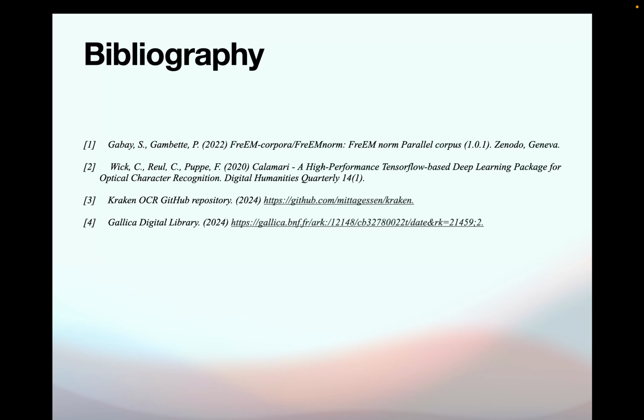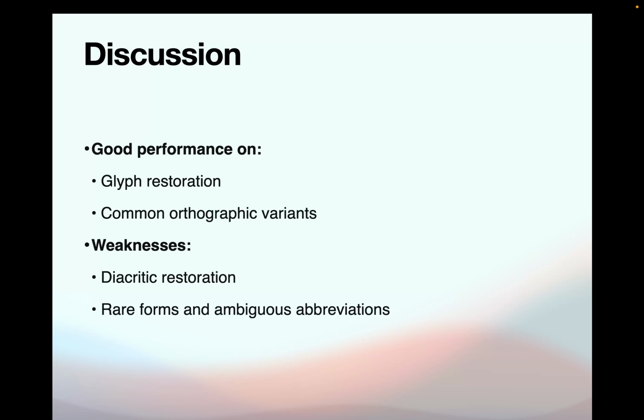So to summarize this project, what we have done here is that we built a high-quality historical-modern parallel corpus. We trained a domain-specific subword tokenizer, and then we implemented a transformer-based model. And with that model, we achieved strong normalization results on early modern French. I believe that this work supports better processing of historical French, and it contributes to digital humanities and corpus building.